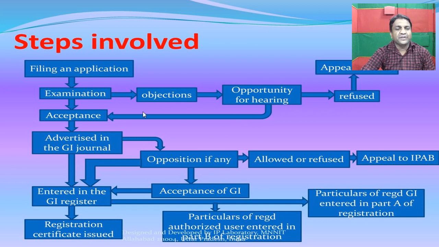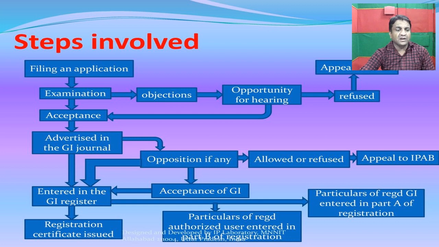After the opportunity for hearing, there is acceptance, and after acceptance the application is advertised in the GI journal, so that all the information about the registration of a GI by the applicants is published. Then again, if there are any oppositions or claims regarding this GI, it may be allowed or refused, and there is an appeal to the Intellectual Property Appellate Board.